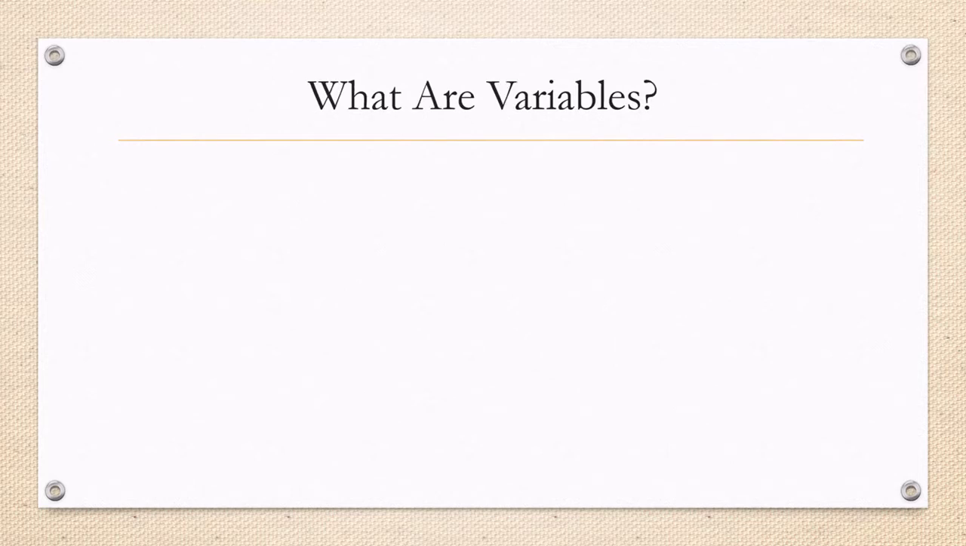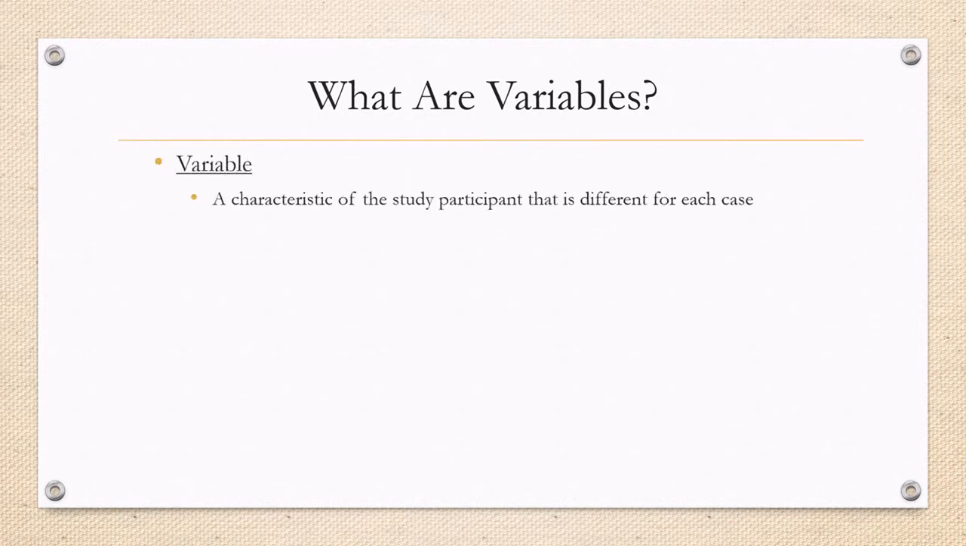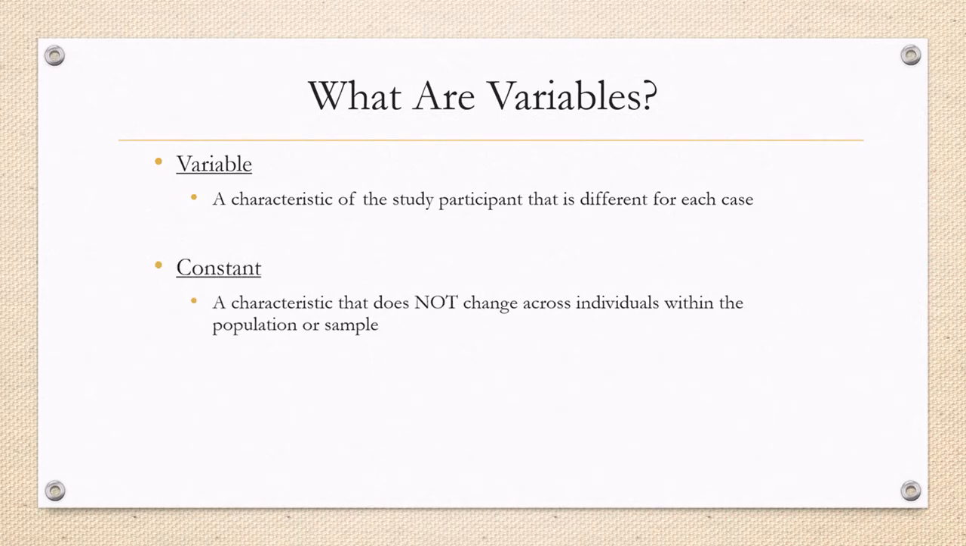So what are variables? The word variable comes from the Latin word variare, to vary. A variable is a characteristic of a study participant that is different for each case. This is distinguished from a constant, a characteristic that does not change across individuals within the population or sample. We look for relationships between variables. If something is constant, there is no difference and no way to describe that difference. This is what makes psychology so interesting.